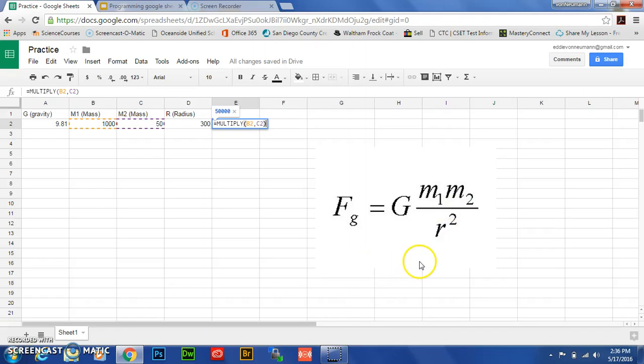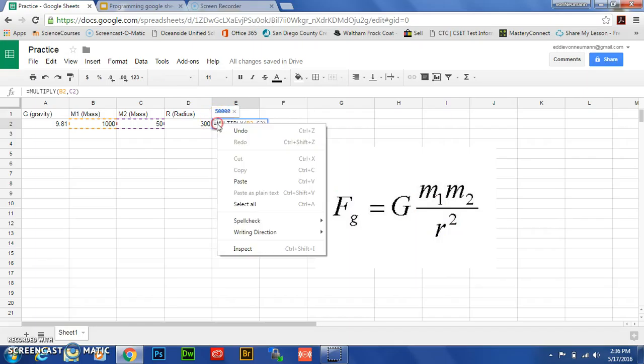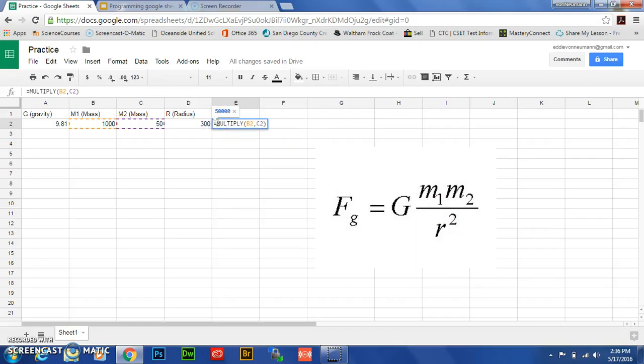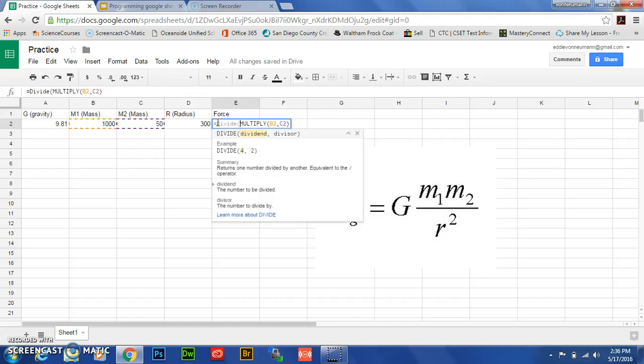So here's where it gets a little tricky. To get this divided by r2, I'm going to have to go ahead and program in the operation divide. Set up the parentheses for that, and as you can see, I'm going to have my dividend, which is the number I'm going to divide, divided by my divisor, which is the one I'm dividing with. So ultimately I'll be dividing with this r2.